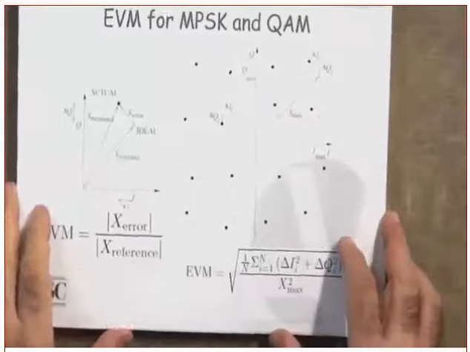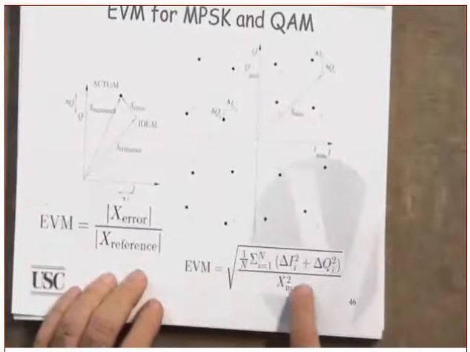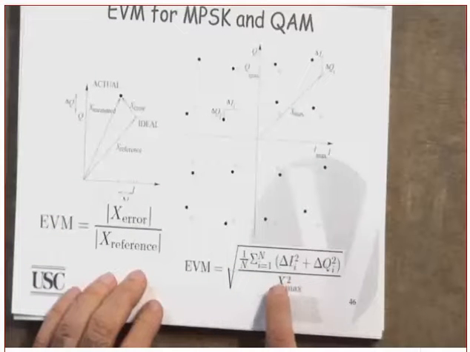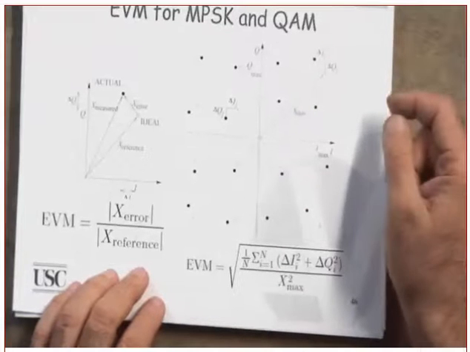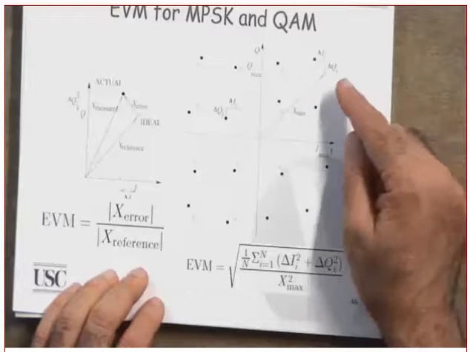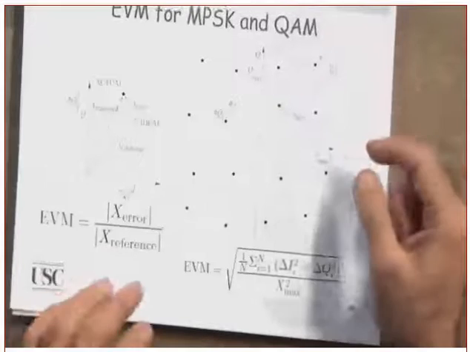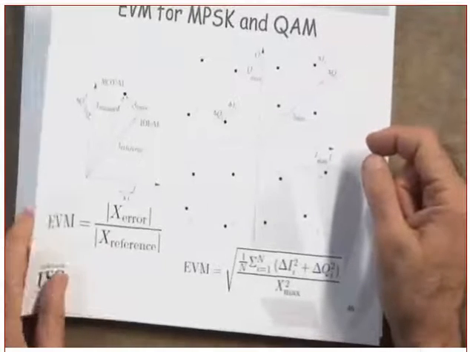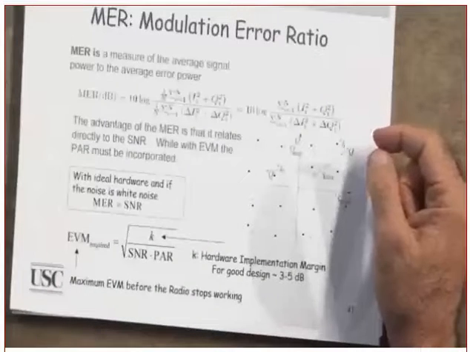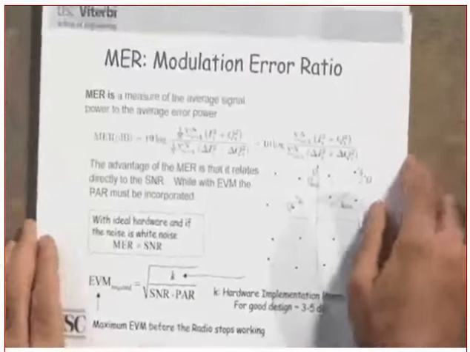Okay. When you calculate the EVM, you always take the worst case scenario, which is the X max, the maximum amplitude of the outer signal. Think about it as the outer signal. Clear? Okay, good. Now, I said 30 minutes, I'm running out of it.